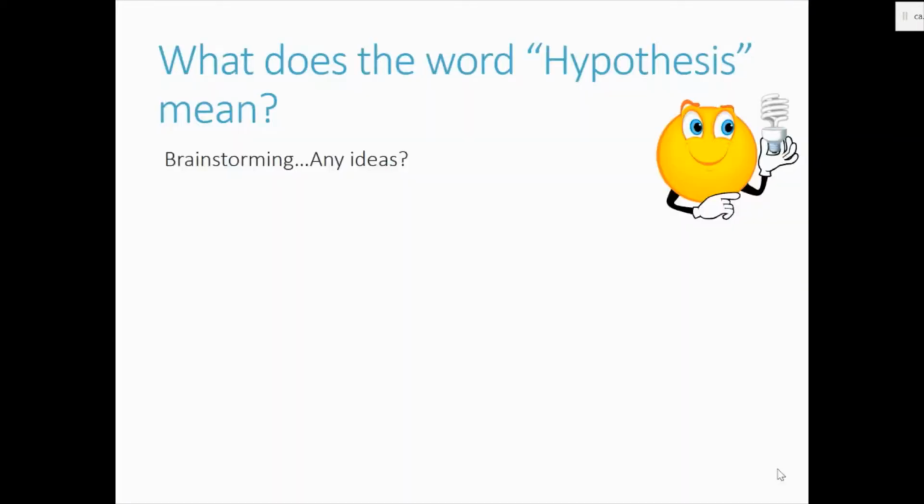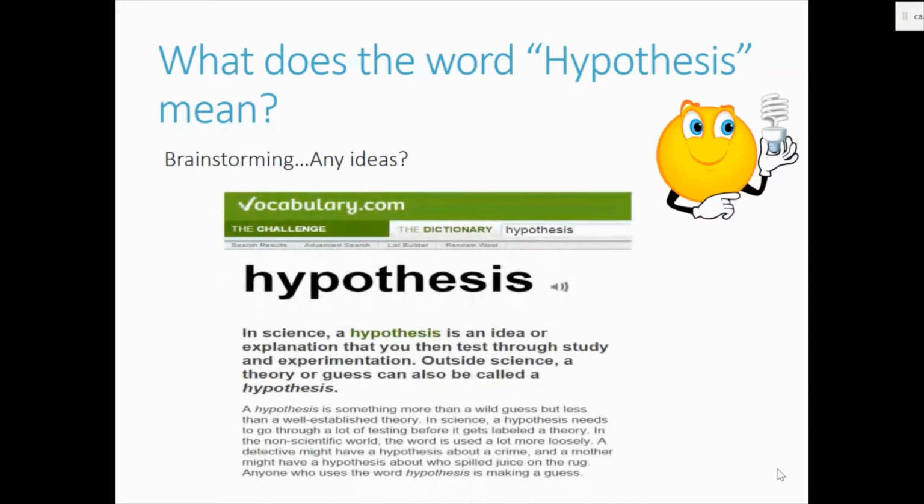So now, before we start, let's think about the word hypothesis. What's the meaning of this? According to vocabulary.com, in science, a hypothesis is an idea or explanation that you then test through study and experimentation. Outside science, a theory or guess can also be called a hypothesis. So we are looking here at keywords: idea, test, explanation, theory, or guess. All of these are other ways of saying hypothesis.